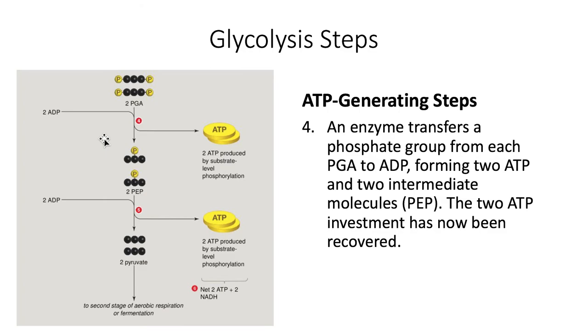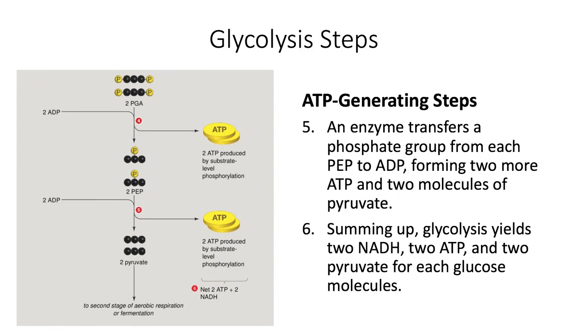So step 4, we're going to start with our PGAs, and we are going to have the help of an enzyme, and it's going to transfer a phosphate group from each of these PGAs to ADP. And now we are going to be forming 2 ATPs. Okay, so we're taking a phosphate group from here, and we're going to form 2 ATPs. Now, in that process, we go from PGA to a molecule known as PEP over here. These are intermediate molecules. And now we're really at a net of 0 ATP. We put in 2 ATP and we made 2 ATP. So we're going to have to keep going for this process to be worth it.